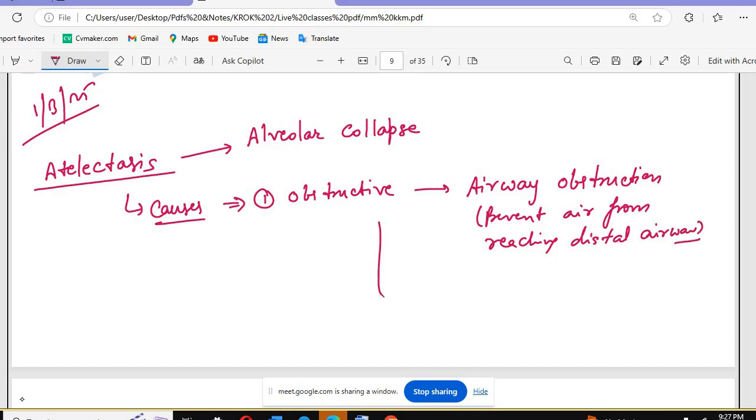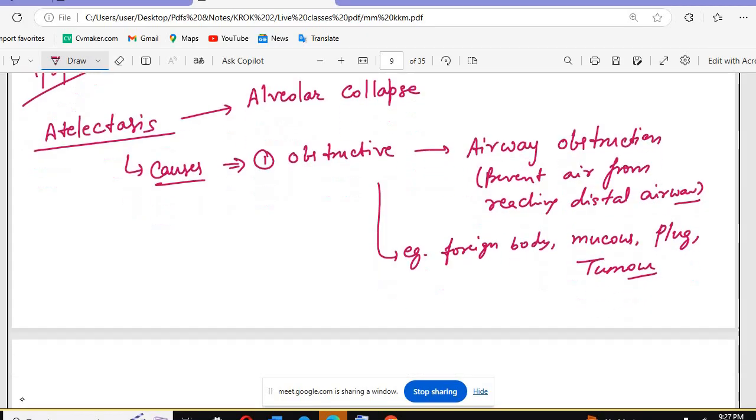For example, what can be the obstructive cause? It can be due to any foreign body. It can be a mucus plug, or it can be any kind of tumor that is obstructing the airways.